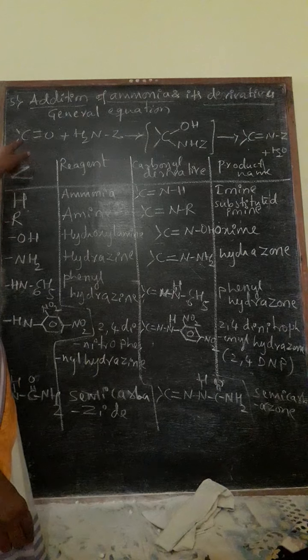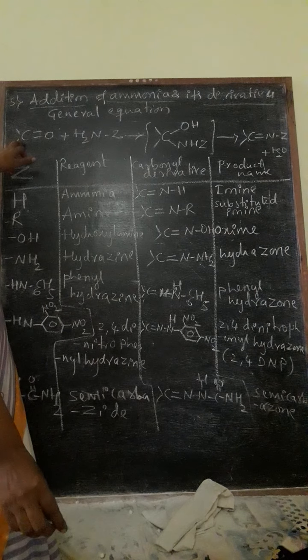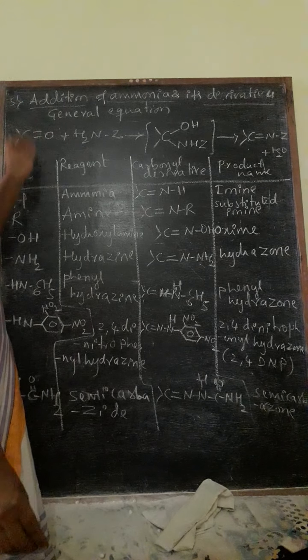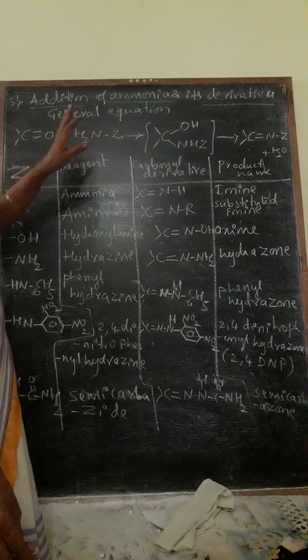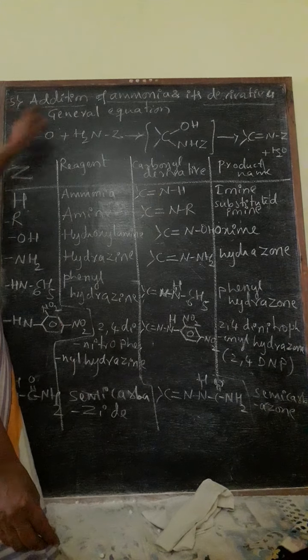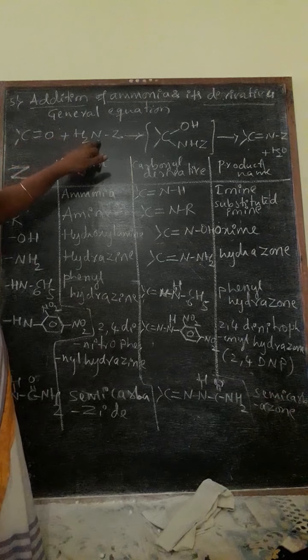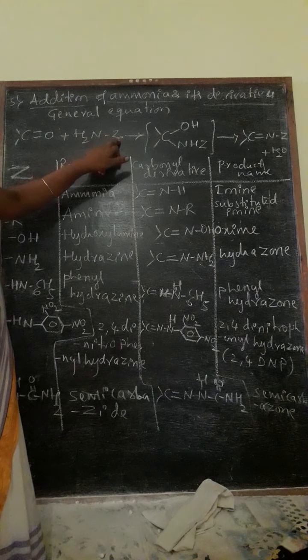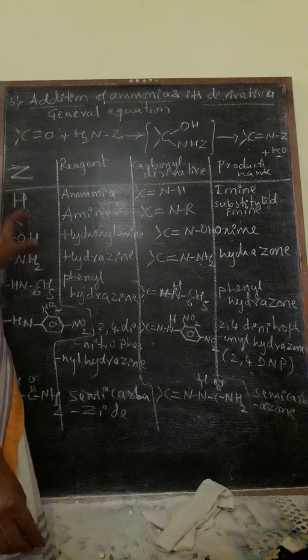They are definitely adding to the carbonyl group because this carbon is bearing a plus charge. Hence, there is nucleophilic addition of ammonia and ammonia derivatives. The general equation is given as this carbonyl, that means aldehyde or ketone. Now I will use the general reagent NH2Z. What is that Z? I will represent it in the table.